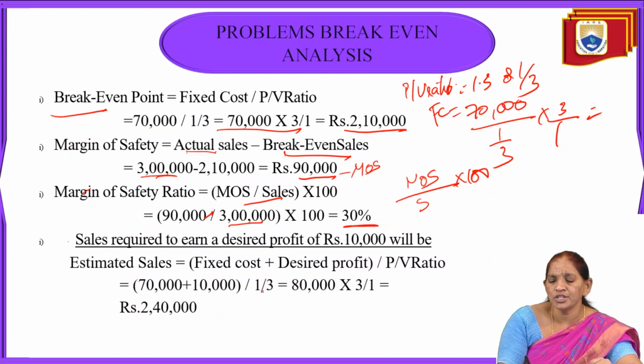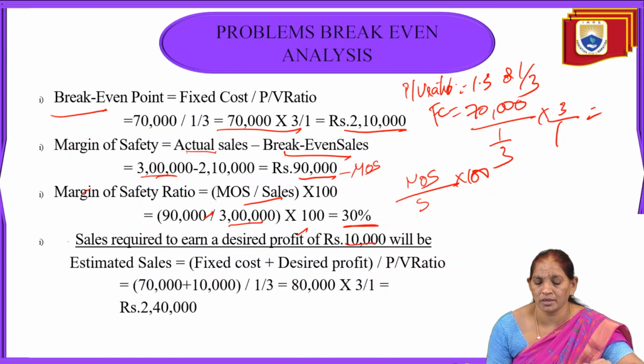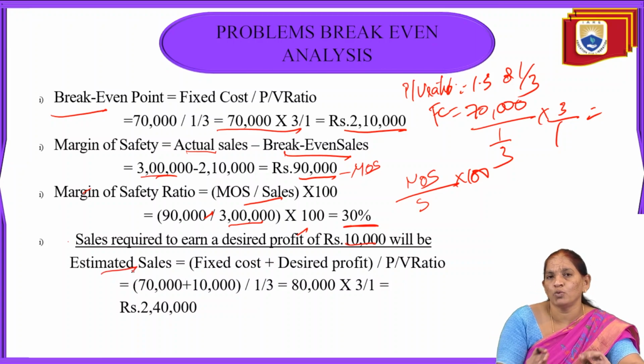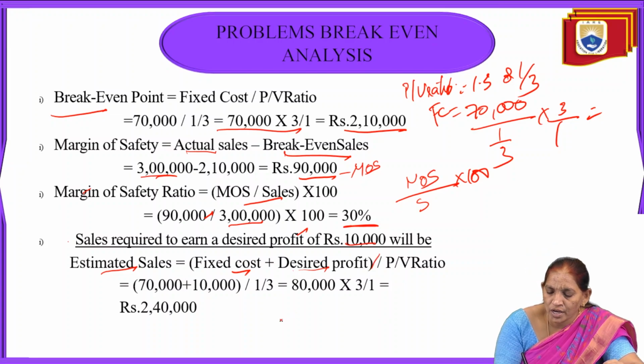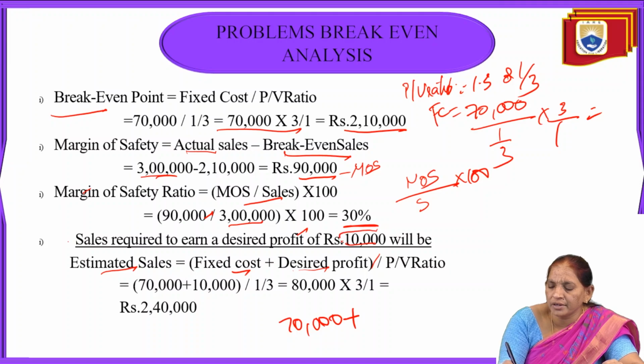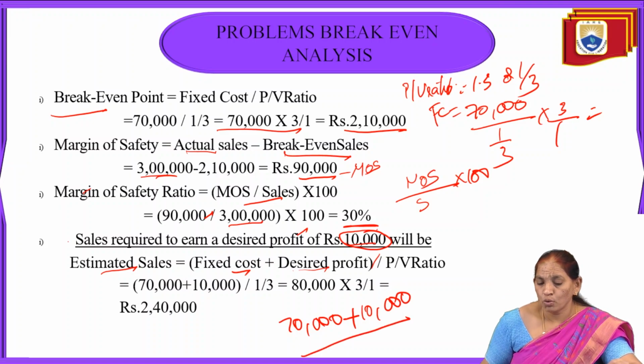It means when the organization wants to earn 10,000 rupees, how much sales does it have to sell in the market? For that estimated sales, the formula is fixed cost plus desired profit divided by PV ratio. So in this problem, we have a fixed cost of 70,000 plus the profit required, which is 10,000. Already we have identified the PV ratio as 1 by 3.